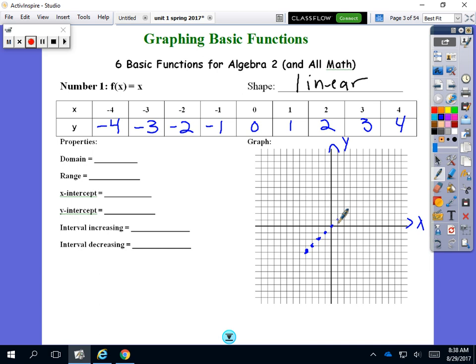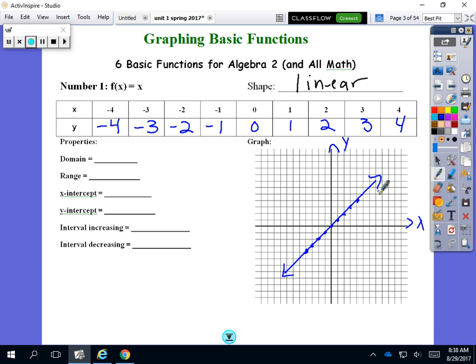And you're going to see that these points fall into a straight line. And then to draw the line that contains all these points, you can take a ruler or you can just hand draw it. It's hard to get it exact on the Promethean board, but it should look something like that. And you always put arrows on the end of your lines.